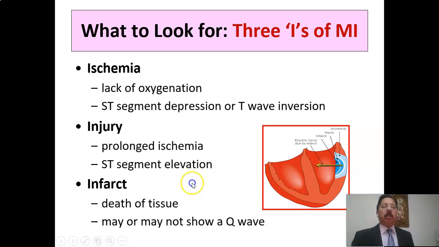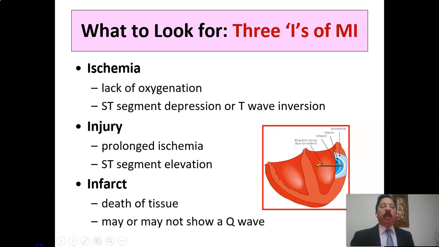So what to look for? You are going to look for three things: the ischemia, injury, and infarction. And these are called the three I's of MI. Ischemia means lack of oxygenation, and on the ECG you will see ST segment depression or T wave inversion.